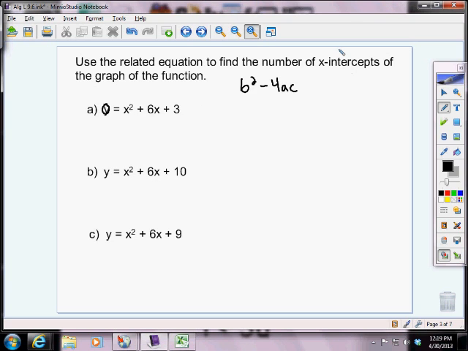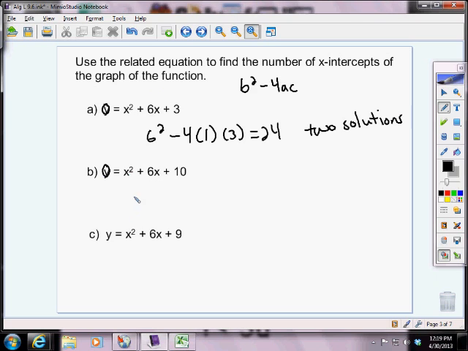So for the first one here, 6 squared minus 4 times 1 times 3. That equals 24. That means we have 2 solutions. I'll show you on a graph in a second too what that means. Okay. How about this one?